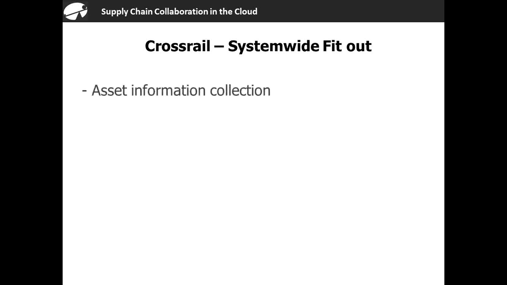And so at Crossrail system-wide, we are doing essentially similar things, but we are doing a lot more than just asset information collection. What we are also doing is M&E asset document tracking. Essentially, for M&E assets, there's a lot of documentation, O&M manuals and certificates that are required from suppliers at certain times. So we are tracking and making sure that they're submitted on time.